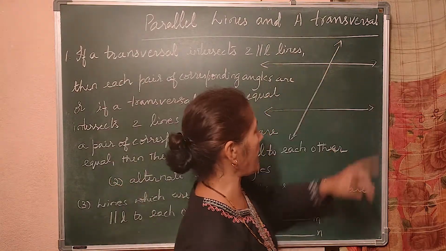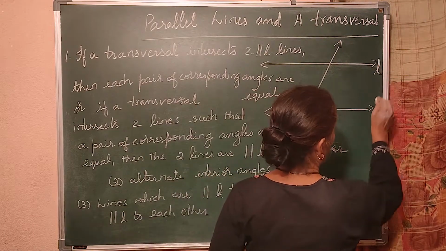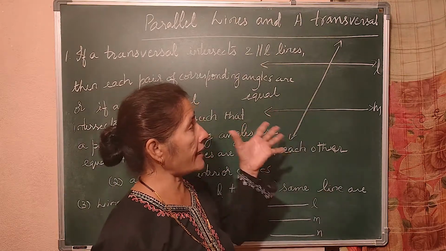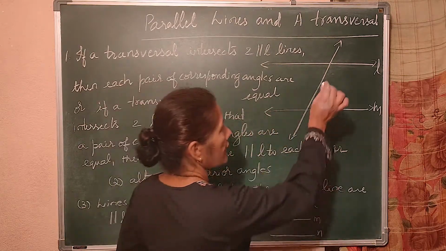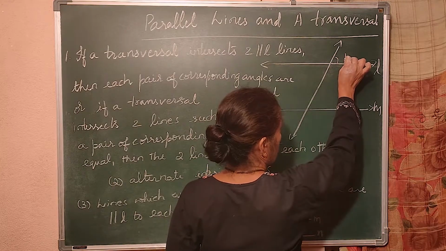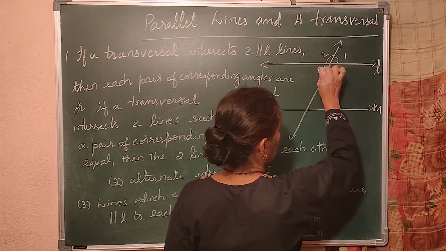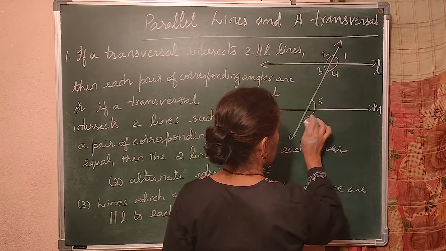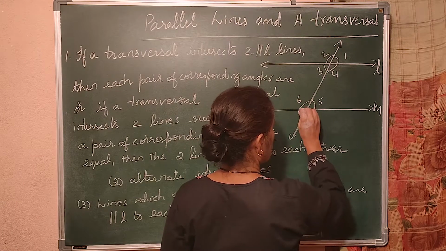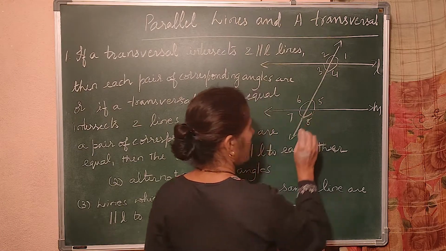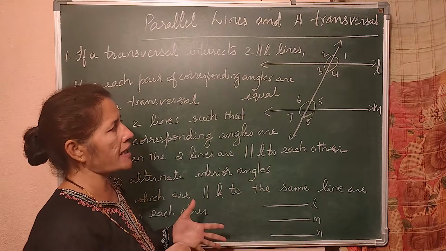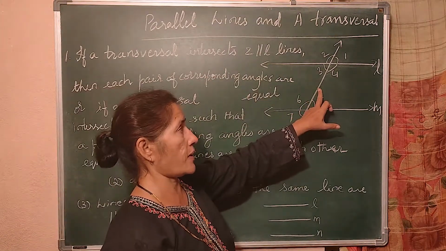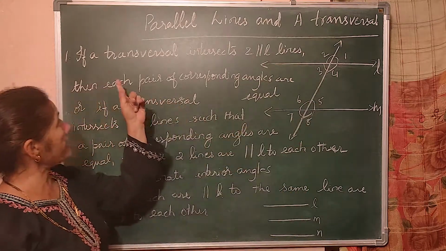When there are parallel lines, say L and M parallel lines, and this is a transversal, then it forms angles. See this angle, I call this angle 1, 2, 3, 4, and here 5, 6, 7 and 8. Let us study some of the properties when there are parallel lines and a transversal. What is this called? Transversal. Now what does this say?